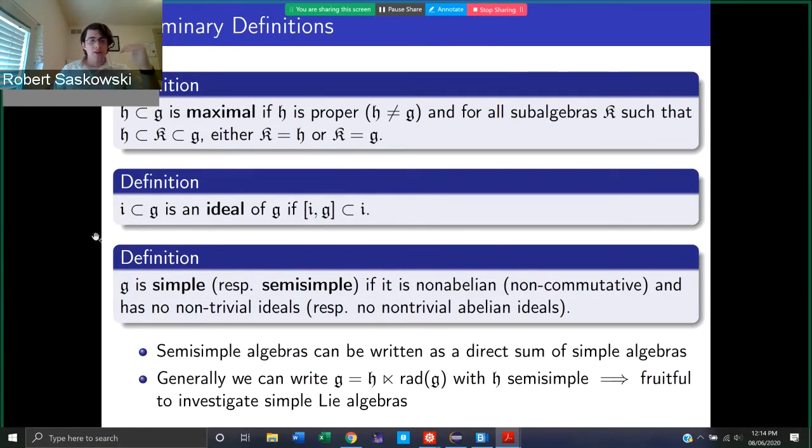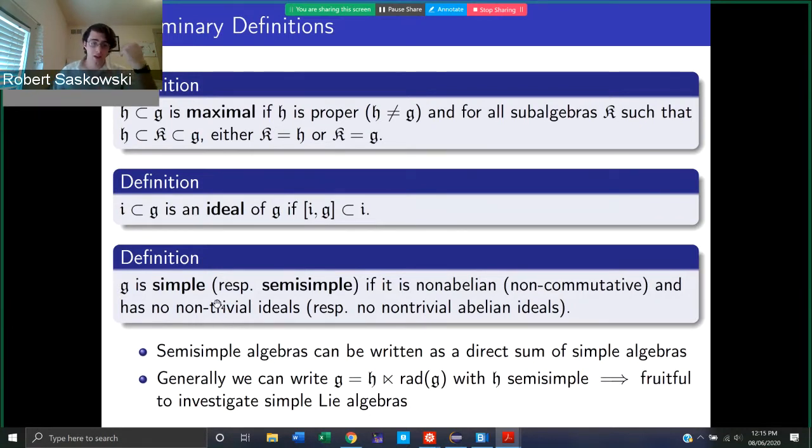Now, the idea of an ideal is essentially analogous to that of a normal subgroup in group theory. Similarly, we can define an analogous notion of simple: an algebra is simple if it's non-abelian, in other words, non-commutative, and it has no non-trivial ideals. By a trivial ideal, I mean either the whole algebra or the algebra that consists only of the zero vector. And this is completely analogous to how we define simple groups.